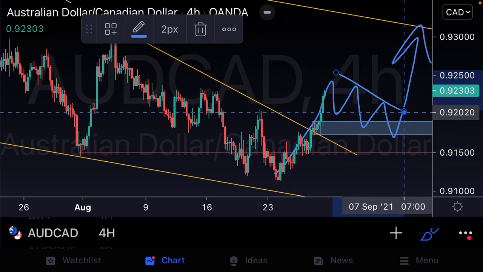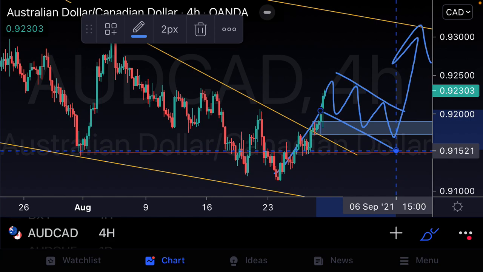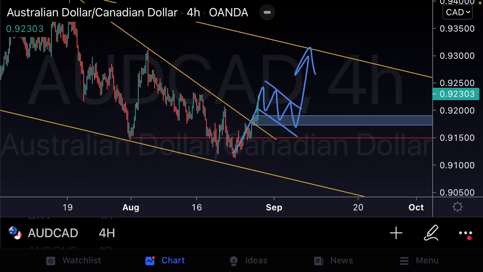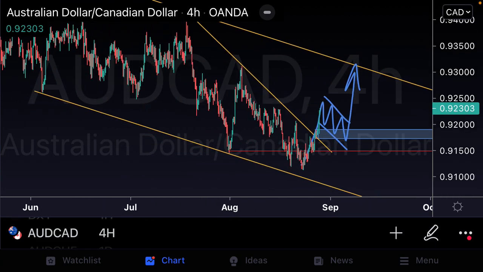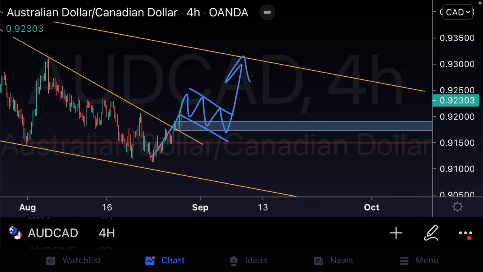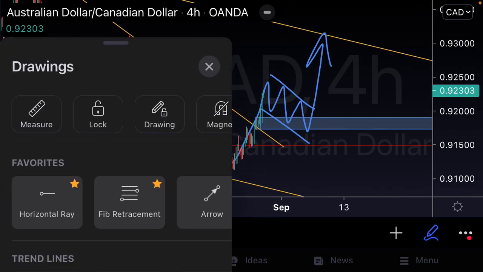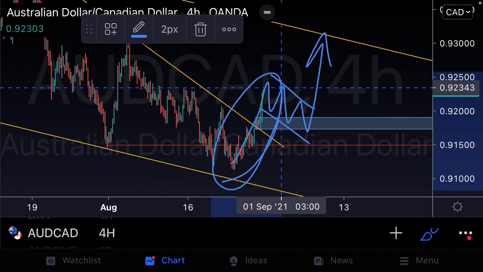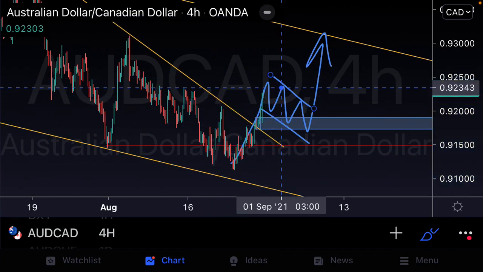All we are waiting for, guys, from Aussie CAD on an H4 perspective is a nice, beautiful corrective structure that brings us into some previous support structures where we can look for those bullish continuation trades. So that's what we're looking for, guys, over the course of next week on Aussie CAD. We're going to have a beautiful bullish bias, just waiting for a nice corrective structure to be able to get into this longing opportunity.